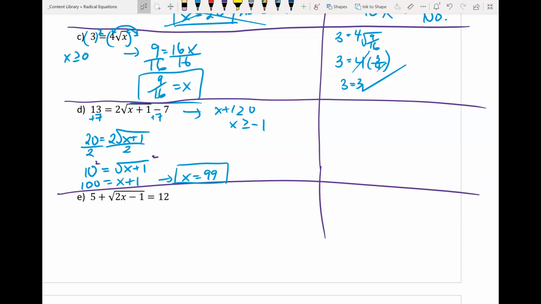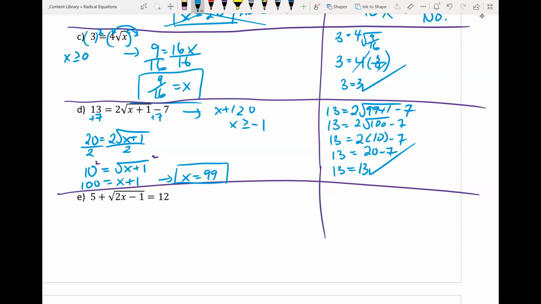So now let's verify our solution. I'm going to put 99 in for x. All right, so 99 plus 1 is 100. The square root of 100 is 10. 2 times 10 is 20, and then minus 7 from 20 is 13. So this is good.